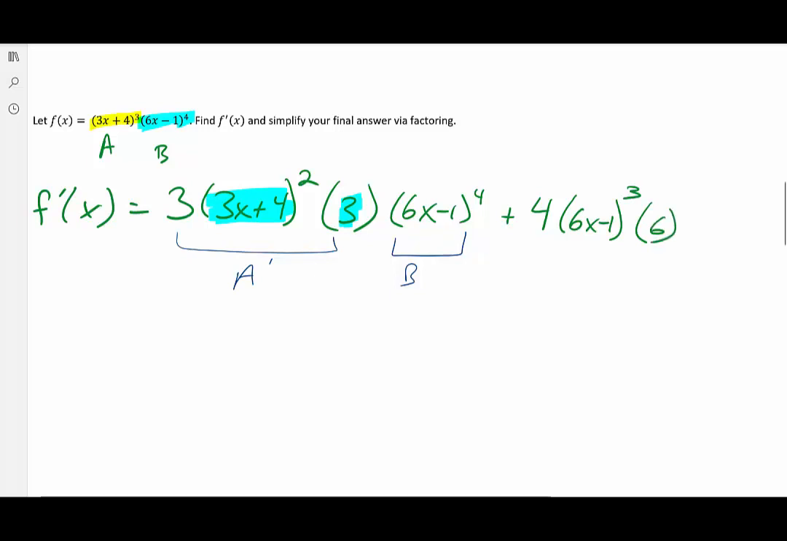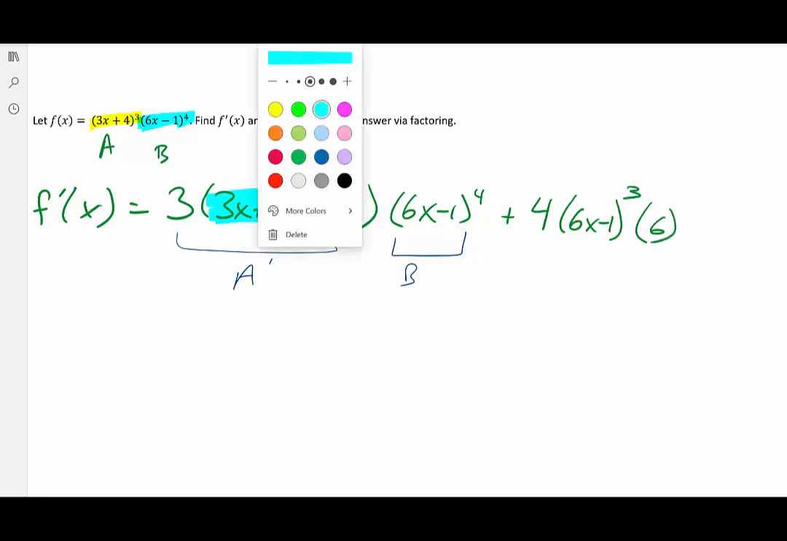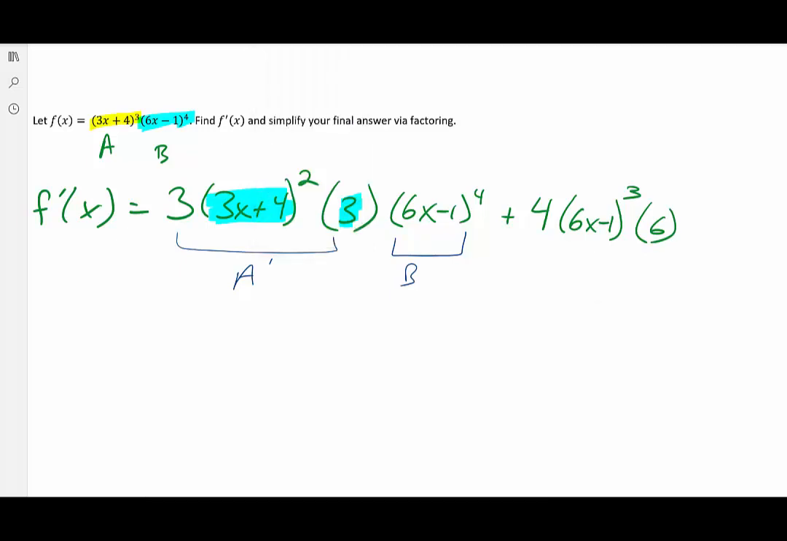Okay, so one more time. Let's grab a different color. This 6 came from the derivative of 6x minus 1. All that we just did there, all of that chain rule, is just B prime, but we're not done with the product rule. We still need to multiply it by the A factor, which is (3x plus 4) to the third power. Okay, and then this is your A term.